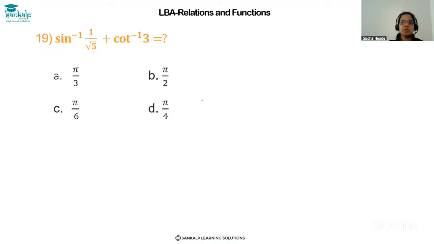Hi students, the question is sin inverse 1 by root 5 plus cot inverse 3 is equal to what? Option A pi by 3, option B pi by 2, option C pi by 6, option D pi by 4. So let me take sin inverse 1 by root 5 is equal to A. This implies sin A is equal to 1 by root 5.